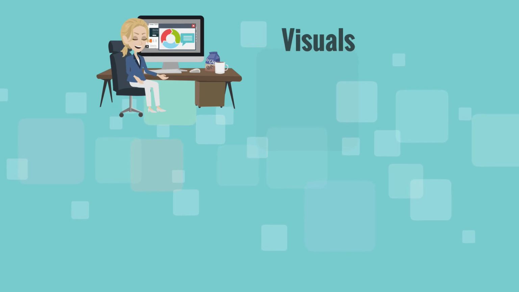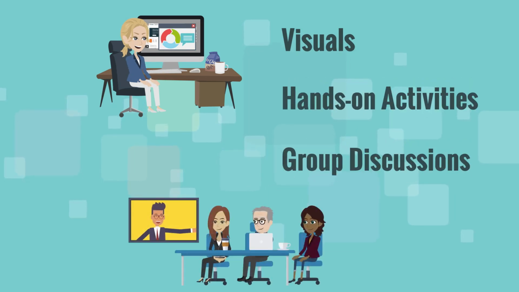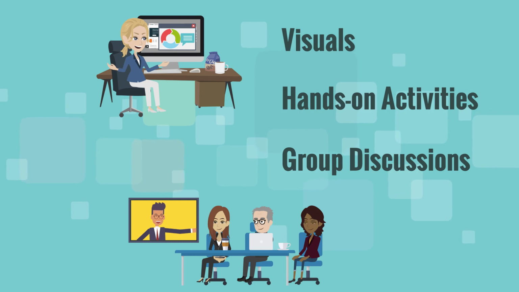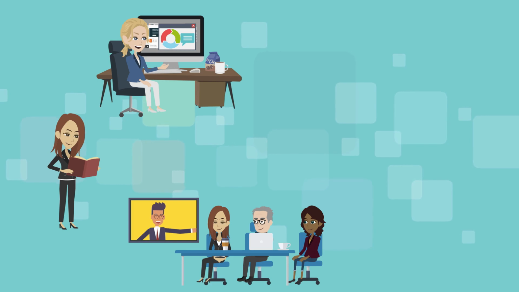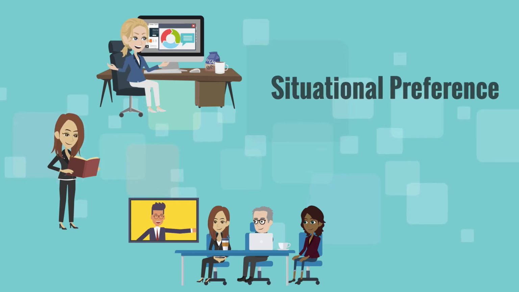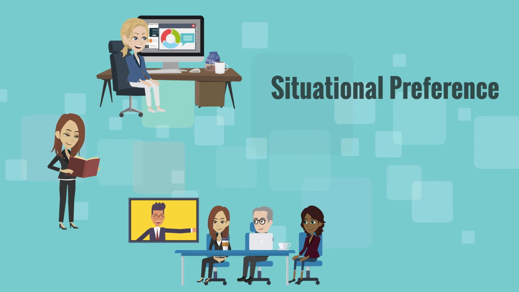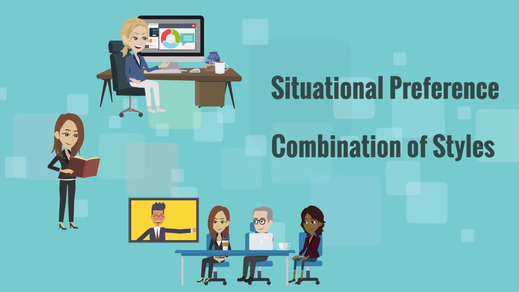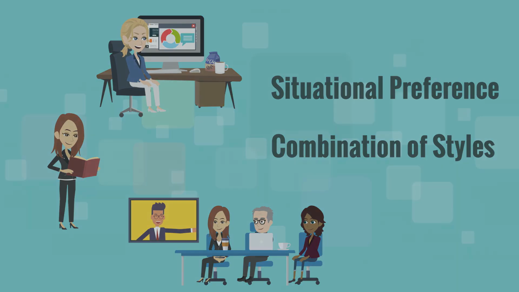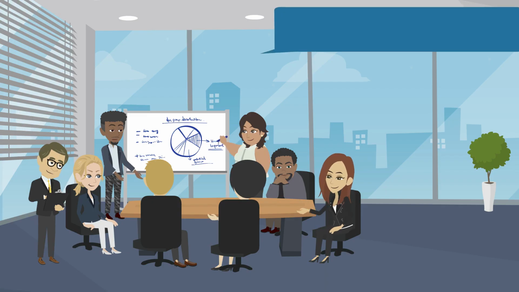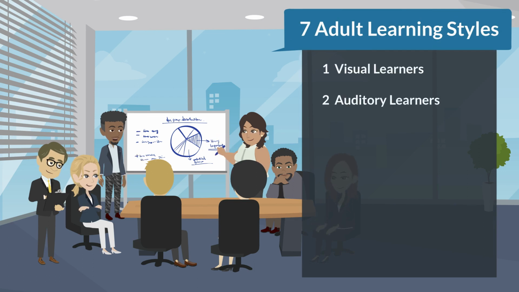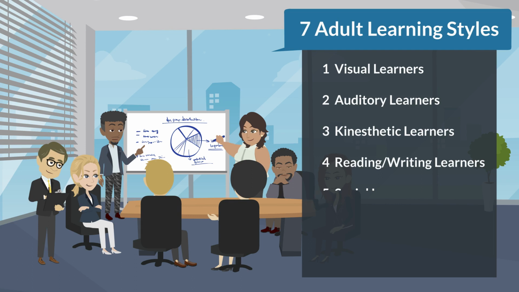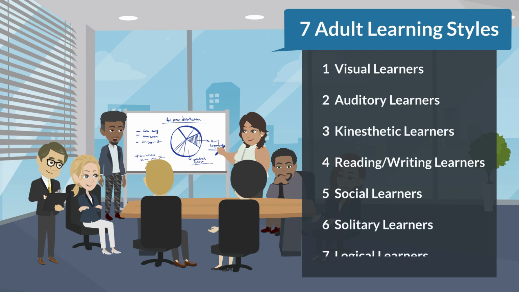Have you ever wondered why some people seem to learn better through visuals, while others prefer hands-on activities or group discussions? Or have you ever struggled to retain information from a lecture but found it easy to remember details from written text? You might prefer to learn a certain way in one situation, but a completely different way in another situation. That's because each of us has a unique combination of learning styles that we prefer to use to acquire and process information. There are 7 widely accepted adult learning styles. They are visual learners, auditory learners, kinesthetic learners, reading and writing learners, social learners, solitary learners, and logical learners.